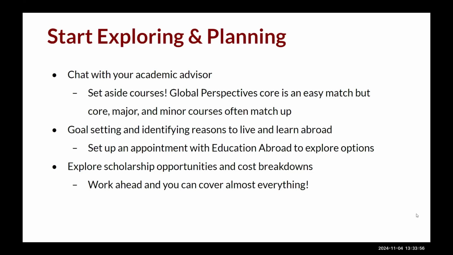But also talk to your advisors about major and minor courses and which ones of those you're able to take abroad. You'll also want to do some goal setting and identifying why you want to go abroad and what you want to get out of it. You can set an appointment with our office in order to talk about your options, answer all your questions, and explore your different scholarship opportunities. What you are eligible for, and budgeting for what you're going to be doing abroad so that you have an idea of how much you need to save up or what scholarships you're going to apply for and all of that.